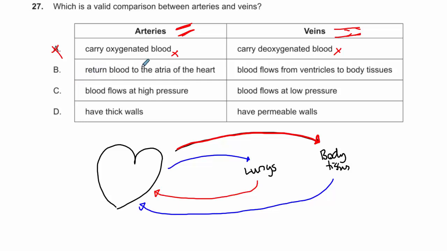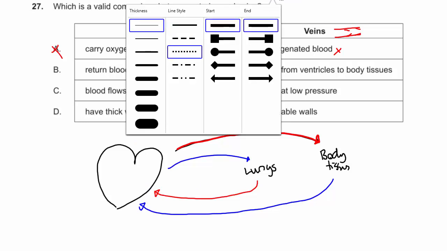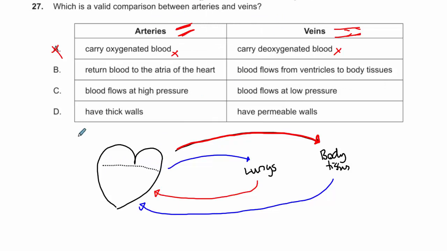B, return blood to the atria of the heart. That's the job of veins. Well, arteries never return blood to the heart. So arteries, let me show you. So let's say these are the atria, and these are the ventricles. So the arteries only transport blood from the ventricles. Let me show it here.